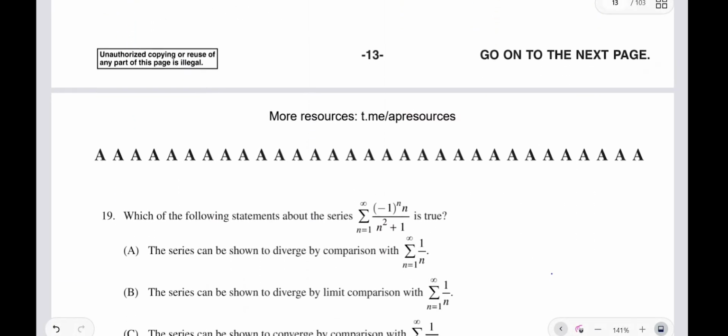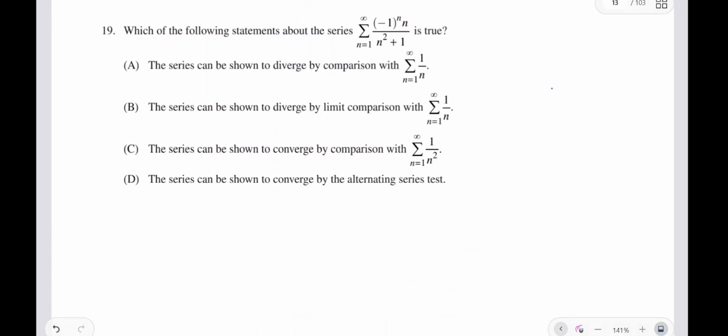All right, and then we have number 19. Which of the following statements about the series from 1 through infinity of -1 to the n times n over n squared plus 1 is true? All right, so A, the series can be shown to diverge by comparison with 1 over n. Let's read further. The series can be shown to diverge by limit comparison with 1 over n, or the series can be shown to converge with comparison with 1 over n squared, or D, the series can be shown to converge by the alternating series test.